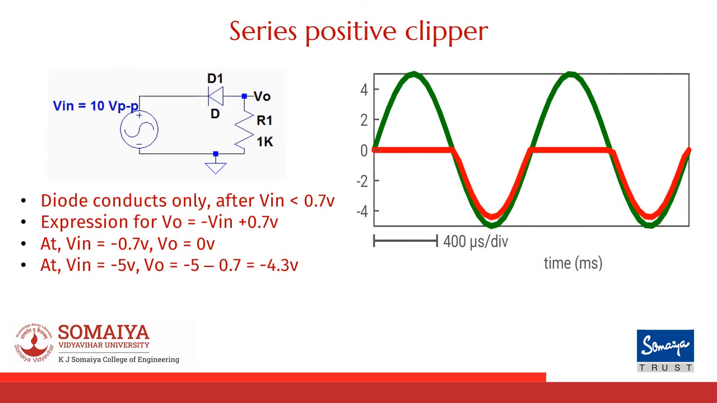For the same circuit, if we reverse the direction of the diode, the result would be a series positive clipper with a maximum value of 0 volts and a minimum peak of minus 4.3 volts.